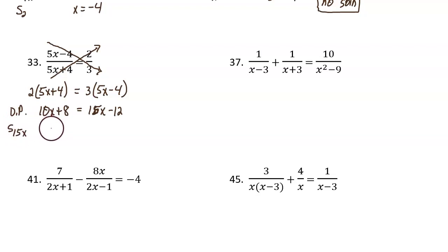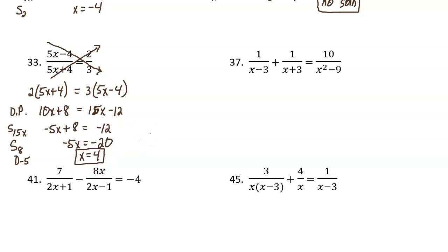In the next step, I'm going to subtract 15x from both sides. So 10x subtract 15x is negative 5x. And on the right side, there's still the negative 12 there. Then subtract 8 from both sides. So negative 5x is equal to negative 20. And finally, divide by the coefficient of negative 5. So x is equal to 4.